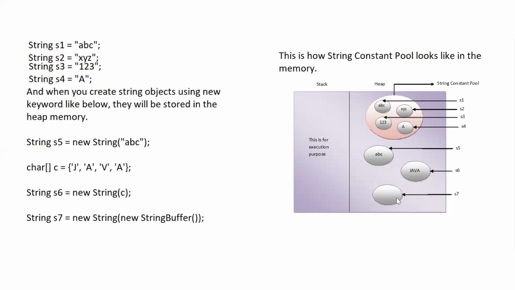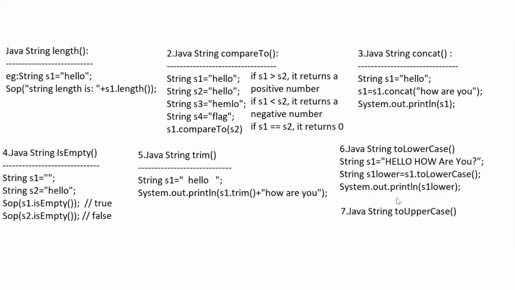Okay. Now let's discuss some predefined methods which are present in String. First thing, Java length, in order to calculate the length of your given string. Next, compareTo. Let us check: s1 equal to hello, s2 equal to hello, s3 equal to hello something, s4 equal to flag. Now s1.compareTo(s2). Both strings are equal, right? It will return 0.